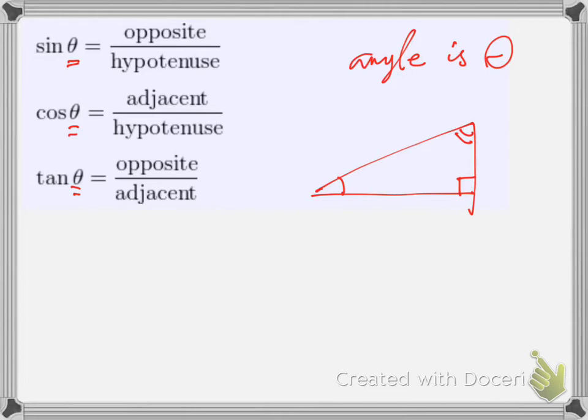Let's say this is the angle theta. Then you look at the opposite side of theta. From theta, you look at the opposite side. The side that's facing theta is called the opposite side of theta. And then theta has two sides. One side is fixed, that is the hypotenuse.